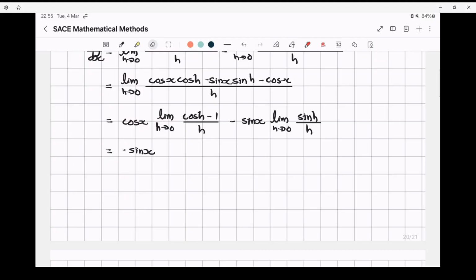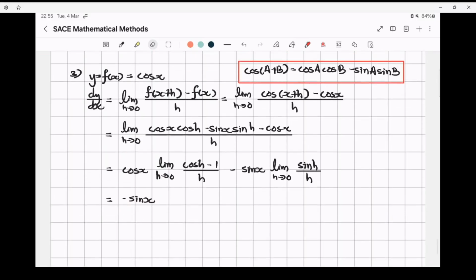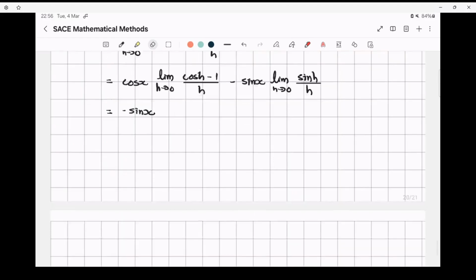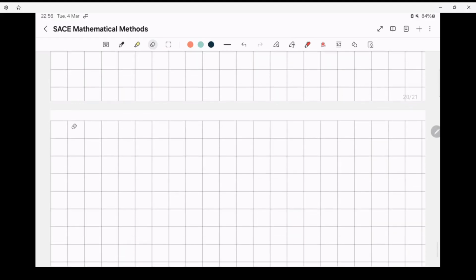Last week I mentioned that for the mathematical methods, I will stop at y equals cos x for the moment, and then we will derive the product rule, quotient rule, and chain rule before we go into other functions. So let's go into the product rule first.